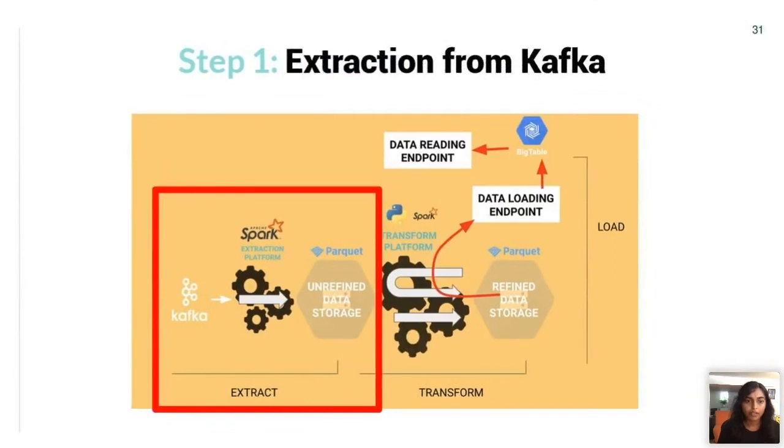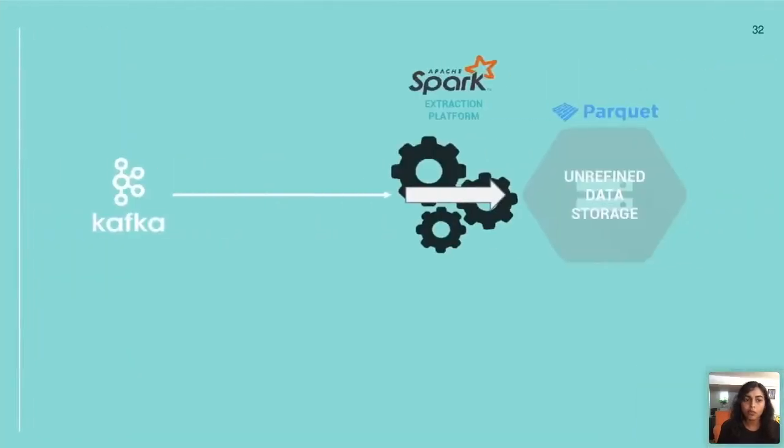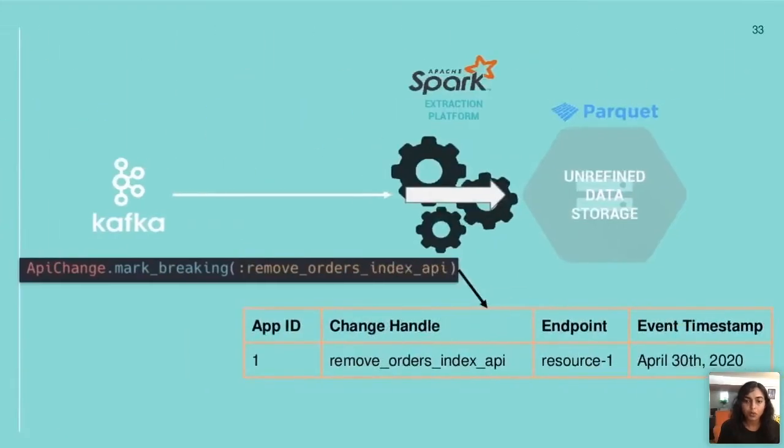So for the first step, extraction from Kafka, we needed a track of logs for each API call made to a breaking change, which was provided by the events emitted to a Kafka topic, as Robert described earlier. To retrieve those logs of API calls, we used 2 in-house tools. The first was a Spark extractor that converts the Kafka topics data to a Parquet format and stores it in our data lake. And Parquet is just a format for storing columnar data for efficient querying.